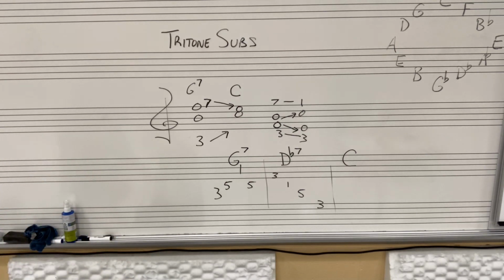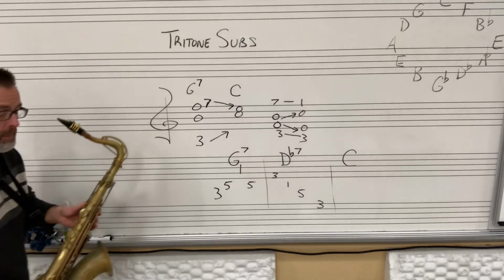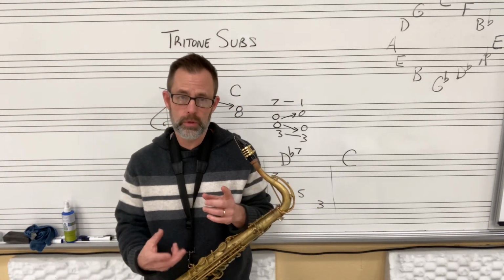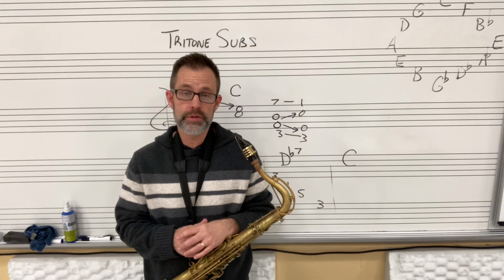Now, that's what it sounds like if I have the root of a G. Now, if I substitute and use the tritone, there's my D flat. And now it just chromatically works its way down. So that's how the tritone works, and that's why it works in jazz.